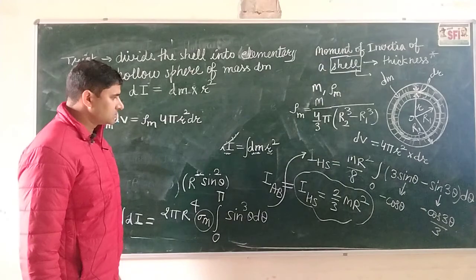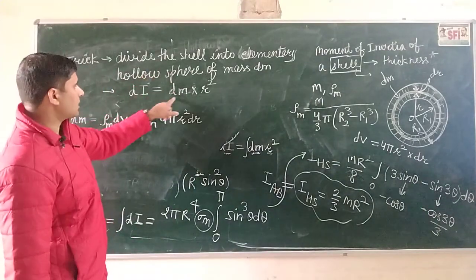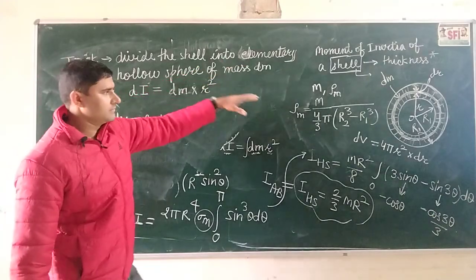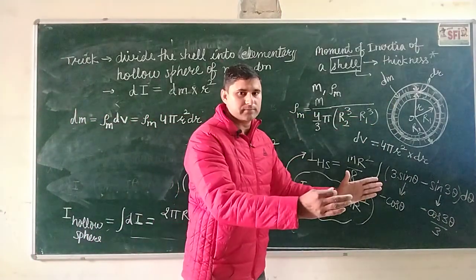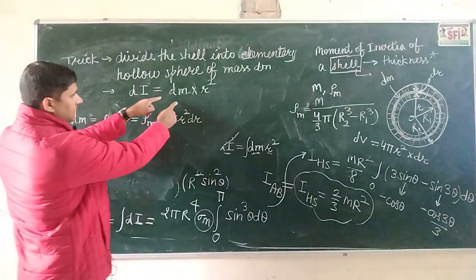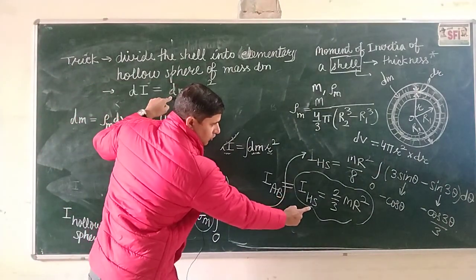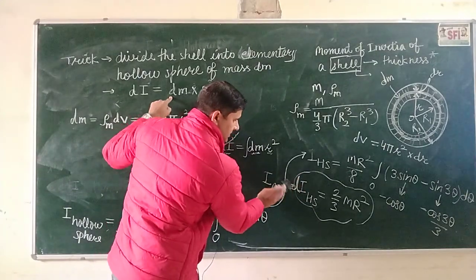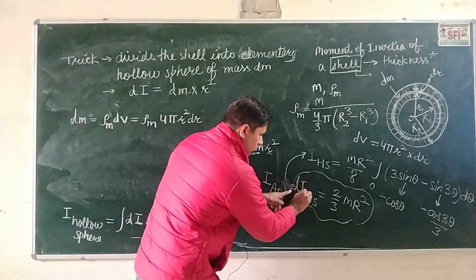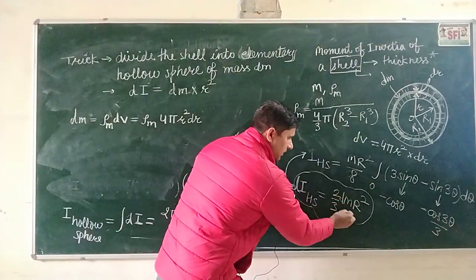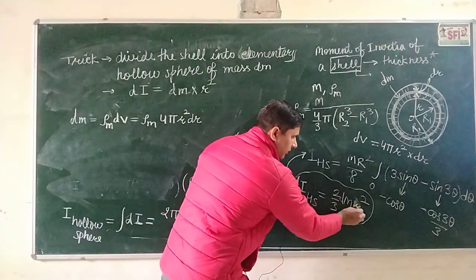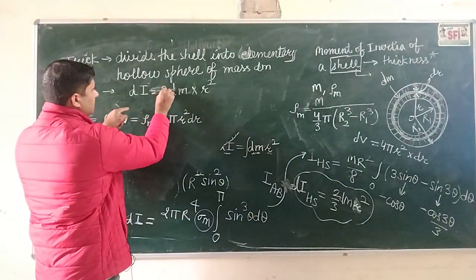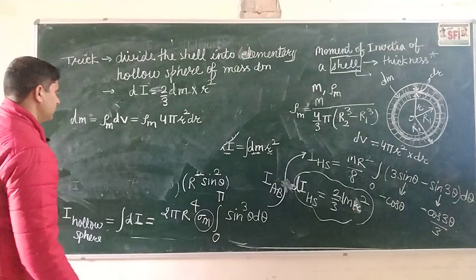So class, here you see, we don't have an elementary ring here. This is an elementary hollow sphere. So I have made a mistake here. If we find the moment of inertia of the elementary hollow sphere, then it will be like this, and here you have r square. I have left out the 2 by 3 here, so please keep this in mind.